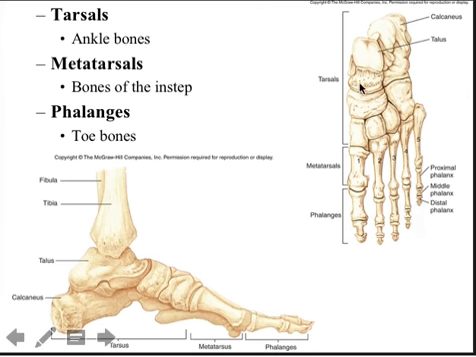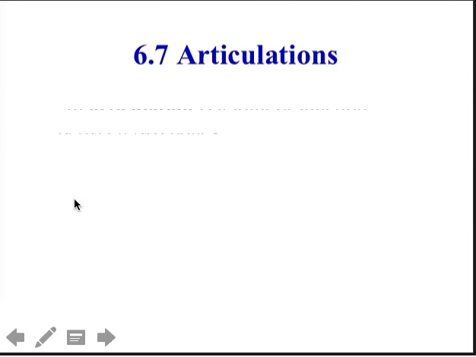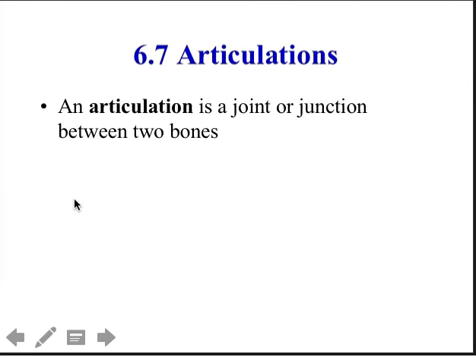Okay, a way to tell the top from the bottom of the talus, if you're ever confused: the top of the talus is very smooth, and it's going to articulate with the tibia and the fibula. The calcaneus is a relatively rough bone and serves as an attachment point for the calcaneal tendon, which allows you to point your toe under the action of the soleus and the gastrocnemius muscles.